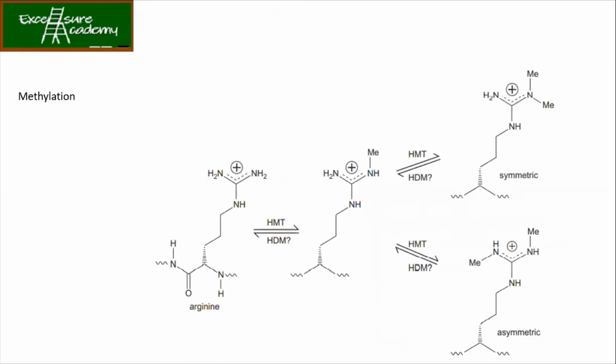Then on the arginine group, again the same enzyme, histone methyl transferase. So NH2 becomes 1 methyl group, then 2 methyl groups. Or you can see the asymmetric. So again here also, either you can have the symmetric methyl group present, or you can have the asymmetric methyl group present. That is, एक इस तरफ है और दूसरा उस तरफ है.